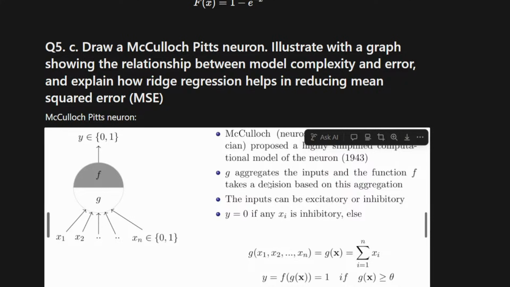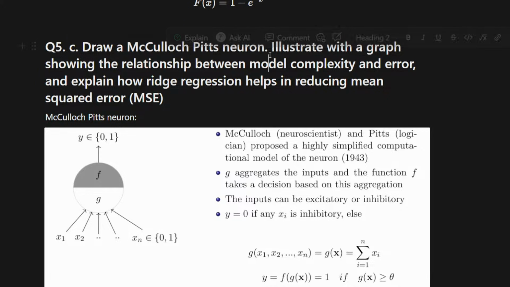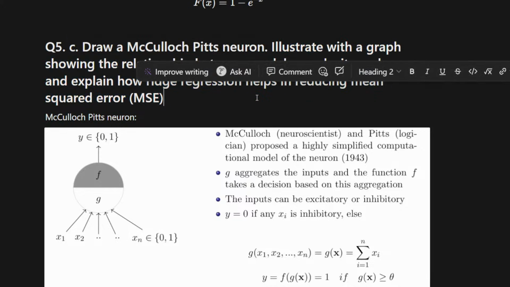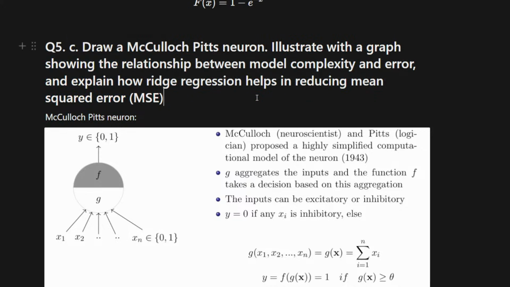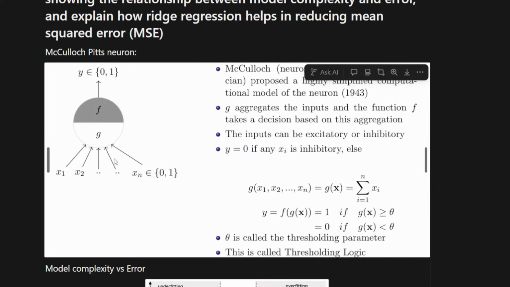Okay, the next question is: draw the McCulloch-Pitts neuron, and illustrate with a graph showing the relationship between model complexity and error. This is separate and this is separate. These are both subdivisions of the same question. First part, McCulloch-Pitts neuron. This is basically the neuron that is given in your PPT. You can just have a look at that.